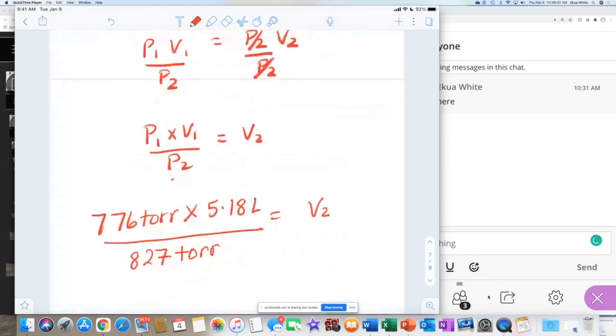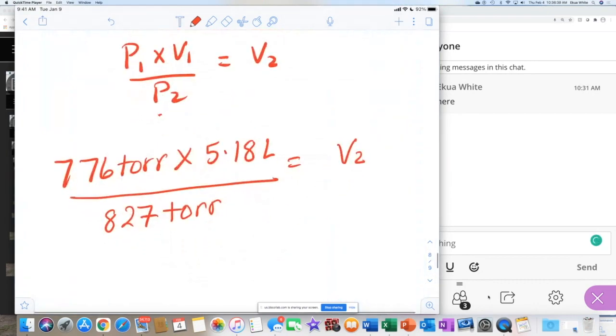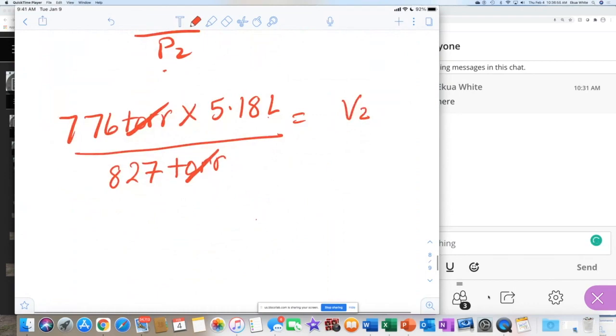V2. Okay, so let me zoom in. Now that I've written the numbers, I'm good. Don't leave out the units because see how torr and torr cancel out? If those units were not alike, I would know, oh, I need to convert. Torr and torr cancel out. Now I have liters left that did not cancel out. That means my answer will be in liters, the unit that remains. Okay, V2. So mathematically, I will just multiply all the top numbers divided by the bottom.